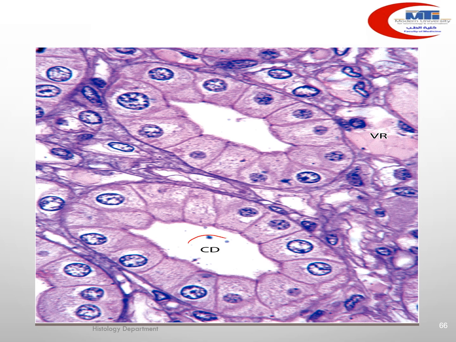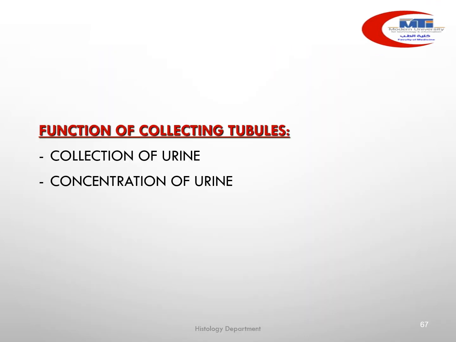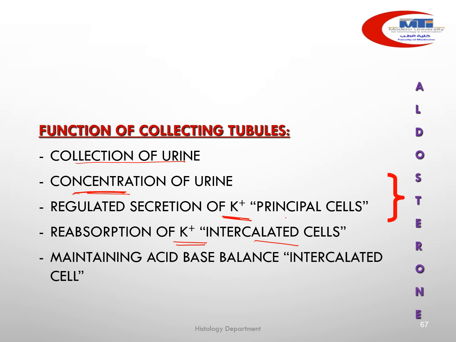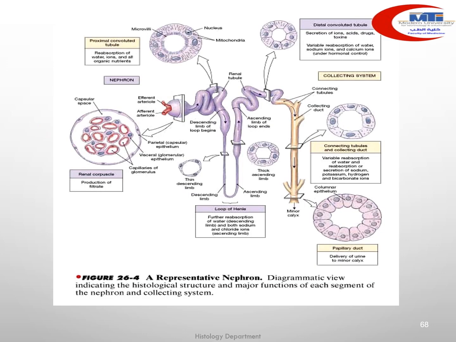This is the collecting tubule. You have pale cells and dark cells, and their functions differ. The dark cell contains lots of mitochondria. It is for collection and concentration of urine, regulated by secretion of potassium from the principal cell and reabsorption of potassium by the intercalated cells under the control of aldosterone. It would maintain the acid-base balance of the body and the urine.